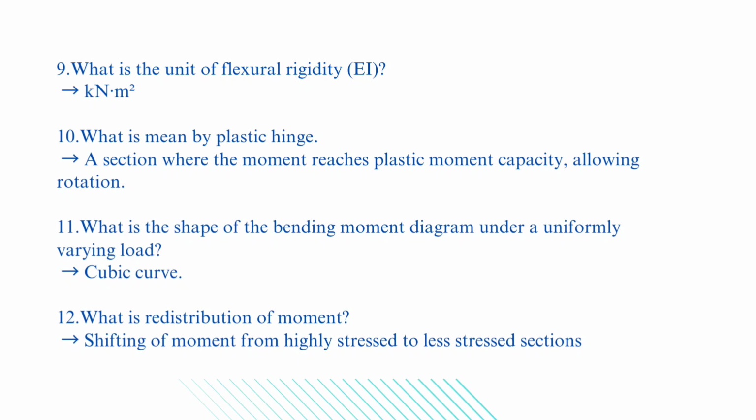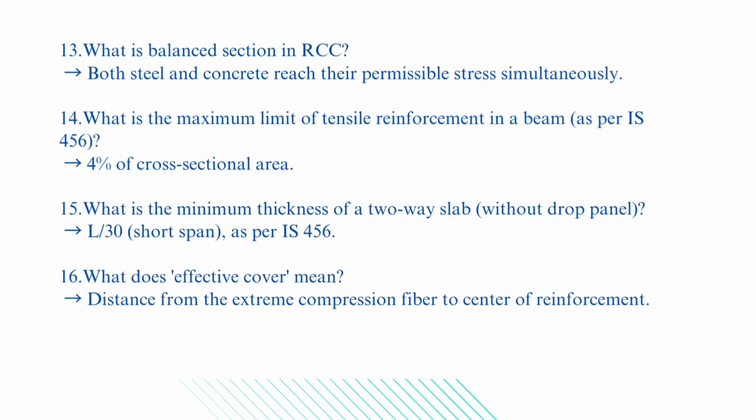The next is, what is redistribution of moment? Shifting of moment from highly stressed to low stressed sections is nothing but the redistribution of moment. Question number 13, what is a balanced section in RCC? And the answer is, when both steel and concrete reach their permissible stresses simultaneously, it is known as a balanced section in RCC. And according to IS 456, it is 4% of cross-sectional area.